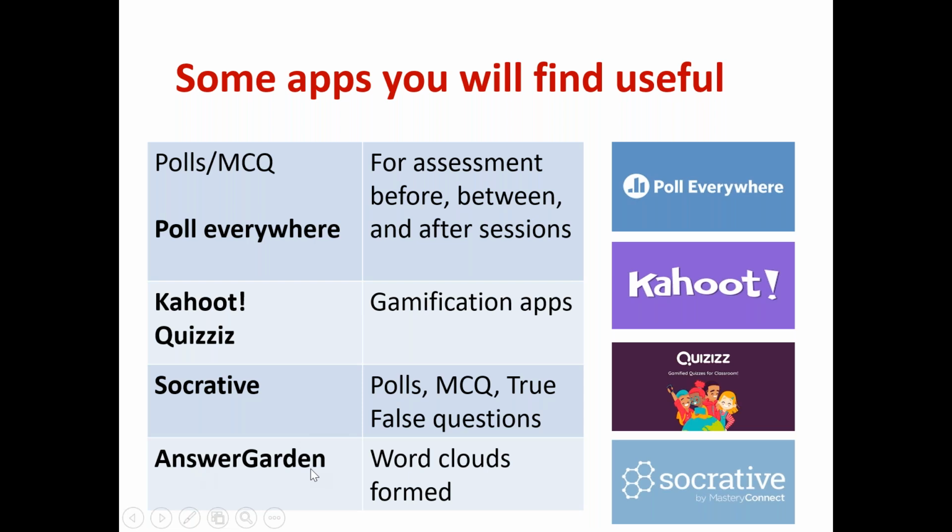Answer Garden is where you ask a question and then you ask people to give a text response. Like just now I asked you which are the different apps you're using. If all of you typed in the text, then this app usually puts out a word cloud which shows which of the apps are most frequently used. The most frequent ones will be bigger and the rest will be smaller. So these are things you can do.